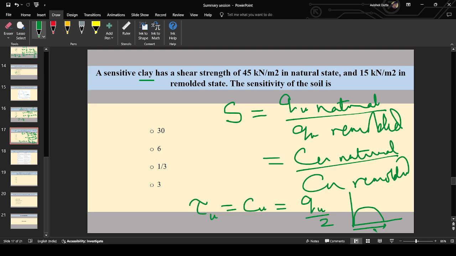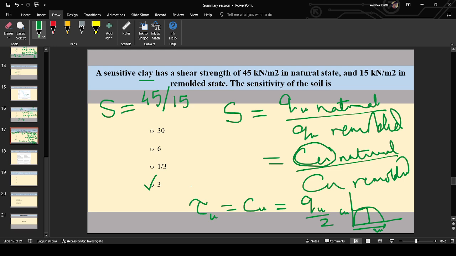This is Cu, this is Qu, and this is the radius. This is Cu. Okay. So in this case, Cu is the shear strength, and Cu natural is 45 and remolded is 15. So the sensitivity will be equal to shear strength natural by shear strength remolded, that is 45 by 15. We get 3 as the answer.